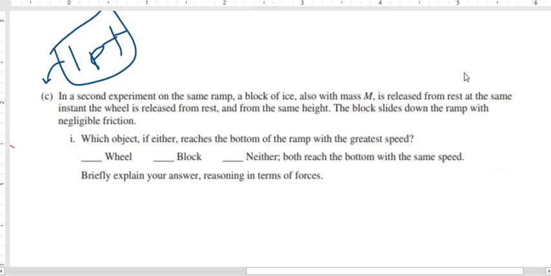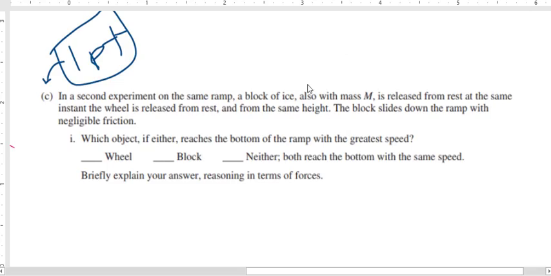Okay, this next one's worth 1 point. In a second experiment on the same ramp, a block of ice, also same mass, is released from rest at the instant the wheel is. From the same height, the block slides down the ramp with negligible friction. Which object, if either, reaches the bottom of the ramp with the greatest speed?